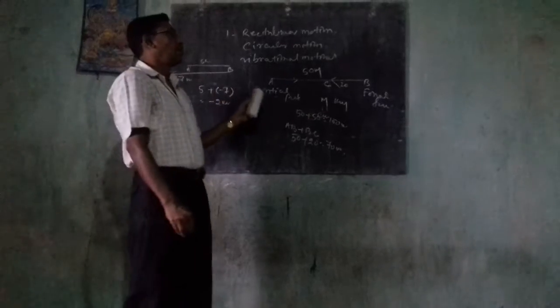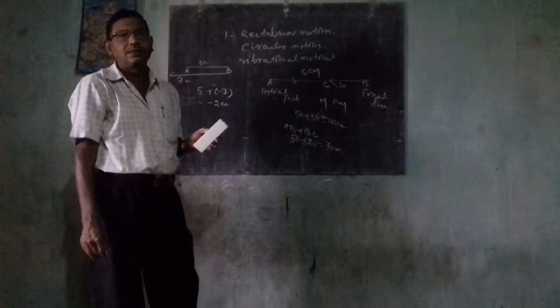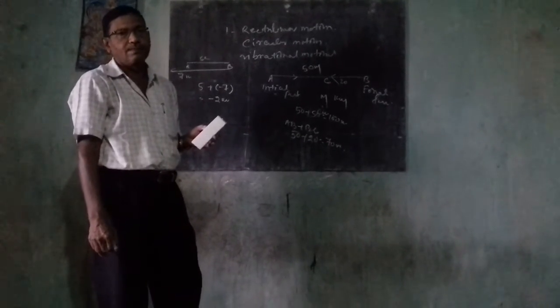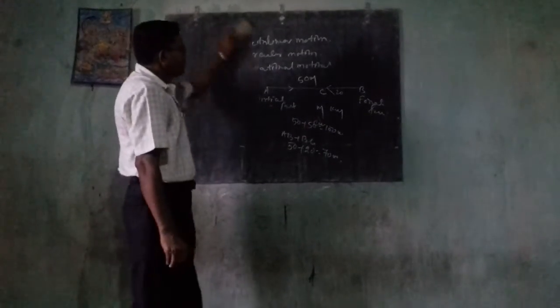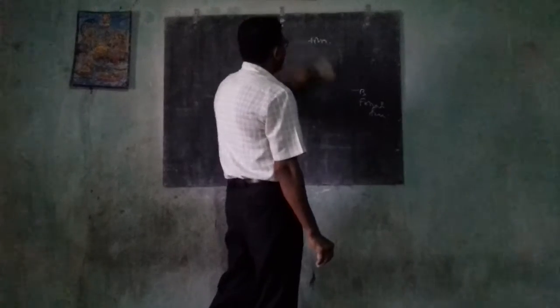But the SI units of displacement and distance are the same: centimeter, meter, kilometer, and so on. Now, we go to uniform motion and non-uniform motion.